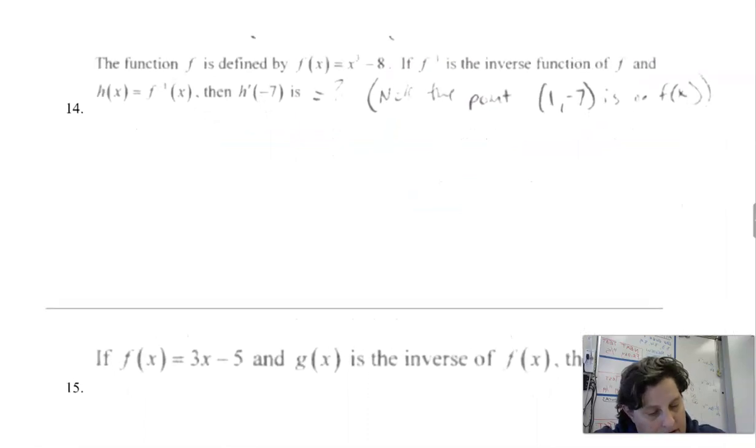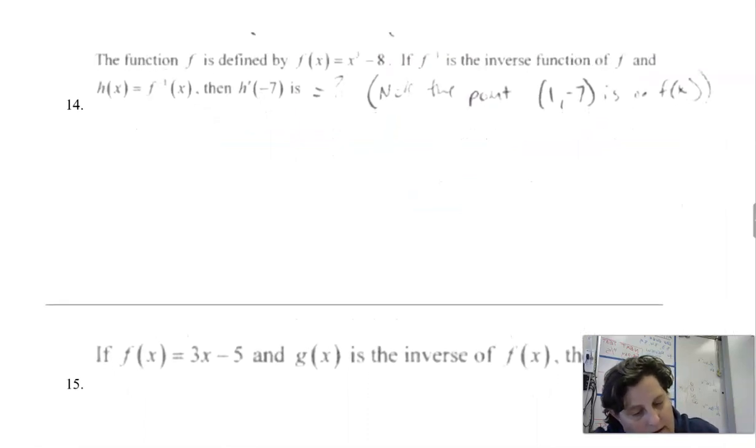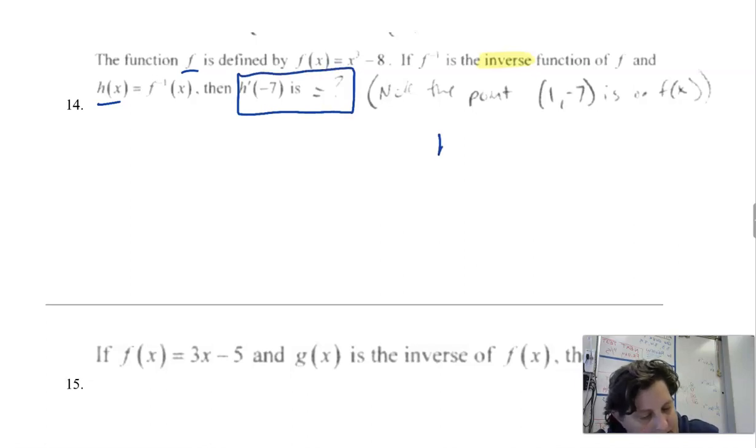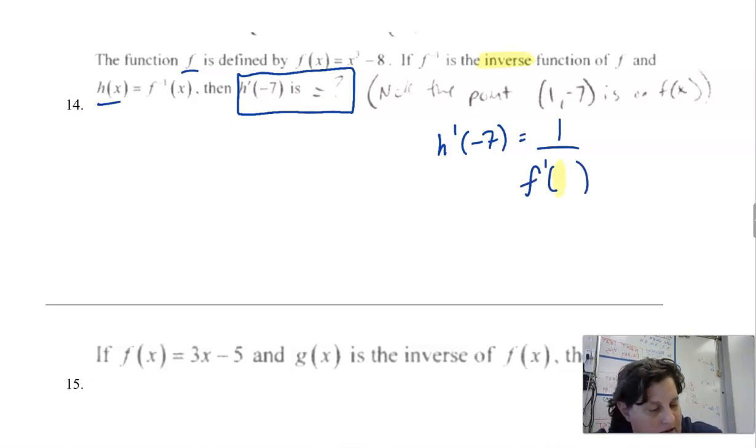Cool, cool. Here's another one. Inverse. Now it's using f inverse of f, but h is f inverse. This is very confusing. All right. So basically, you guys, I have f and h. We're just going to go with f and h, right? And it's looking for what is h prime of negative 7. Well, it's going to be 1 over f prime of something.